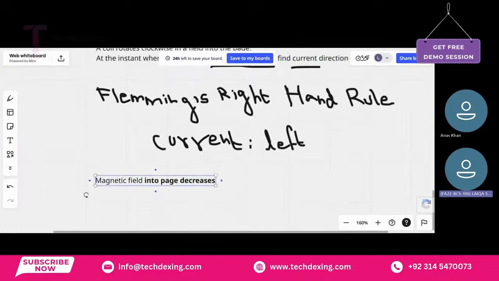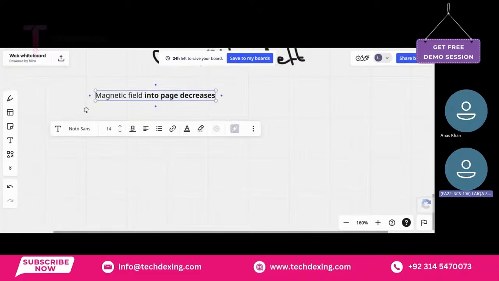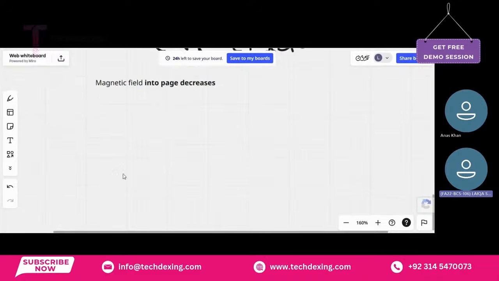If we are given that the magnetic field into the page is decreasing, this is the only information that is given to you. You have to find the direction of the current.